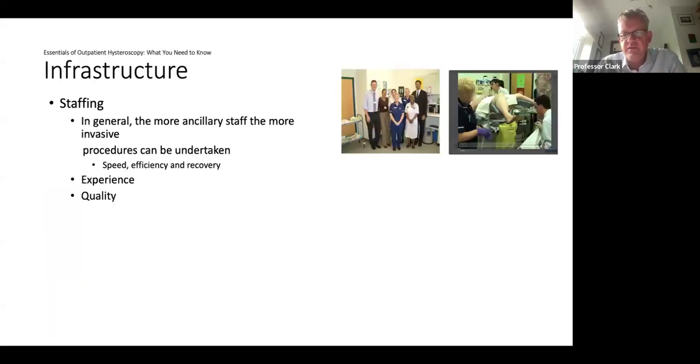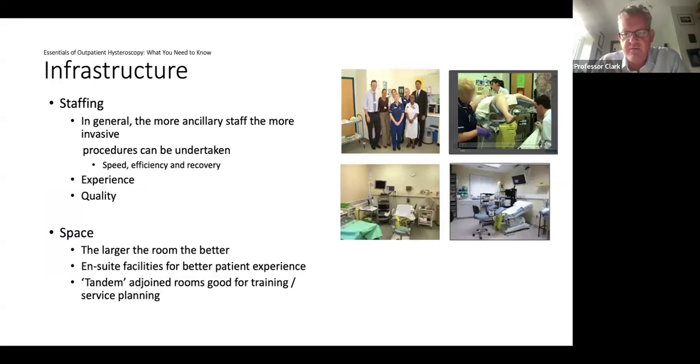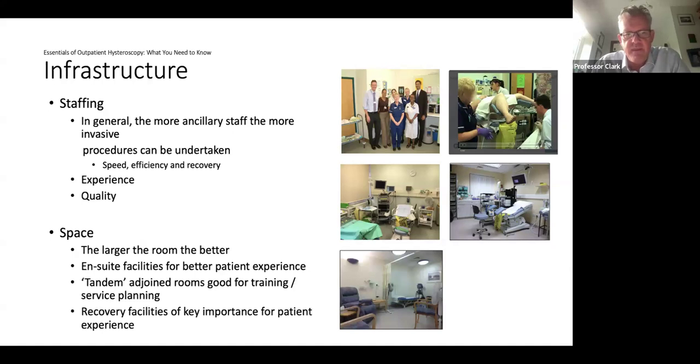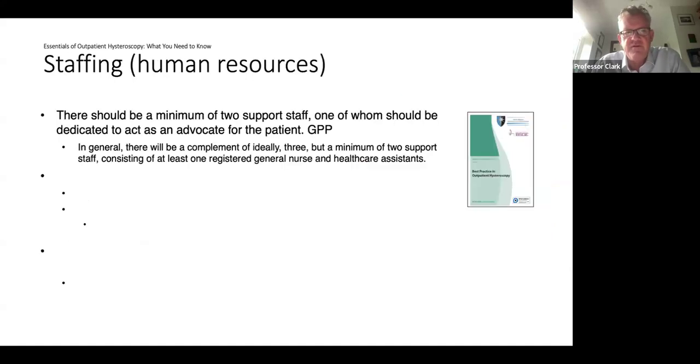So yeah, I think we've discussed that. I mean, having staff that are very good communicators, very caring, very proficient, really helps you as the operator. And I think we discussed you can obviously do the procedure in smaller rooms, but if you have more space, this can be very useful. And then, we'll come on to recovery facilities.